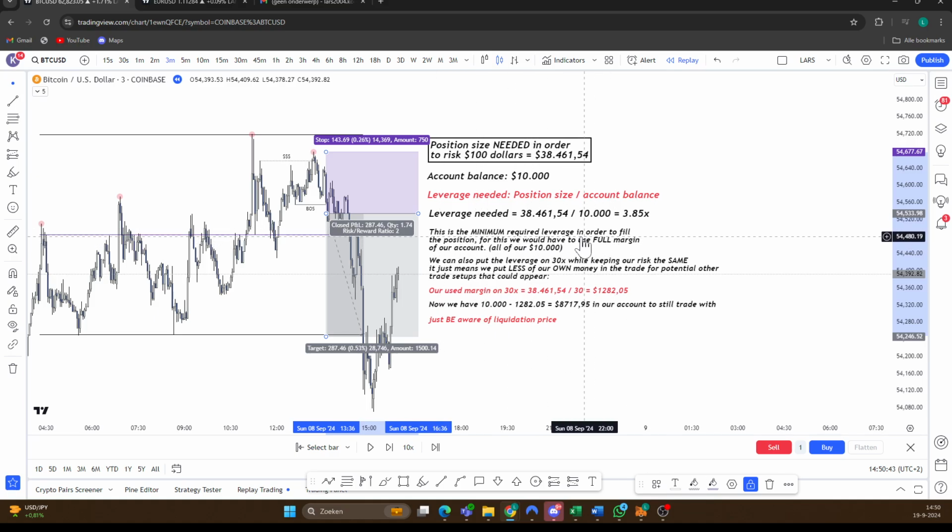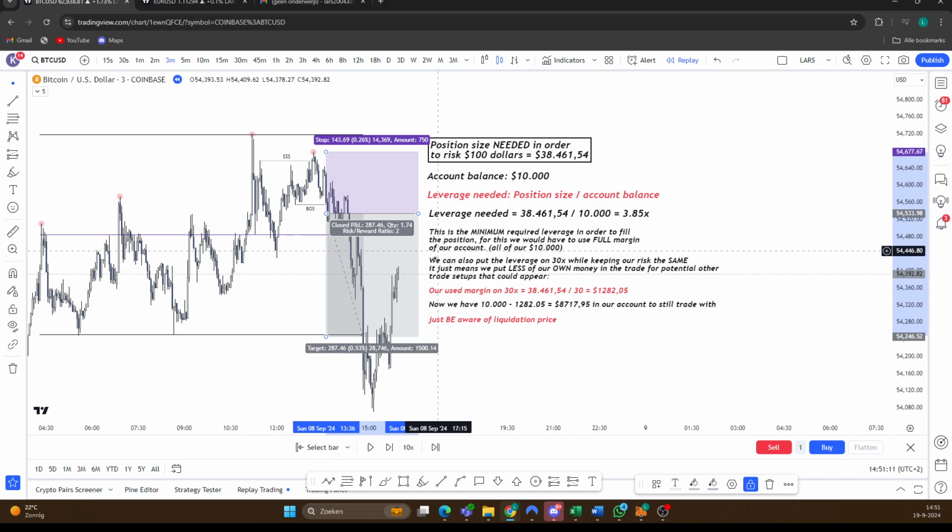And margin is simply a definition or a term that simply means how much money are you putting in the trade. So if I say we have to use full margin, it means we have to put up our entire account balance in that trade. Okay? While still only risking 1%. Keep that in mind. We're only risking 1%. It's just a smaller trade setup, meaning we have to enter with more to still risk 1%.